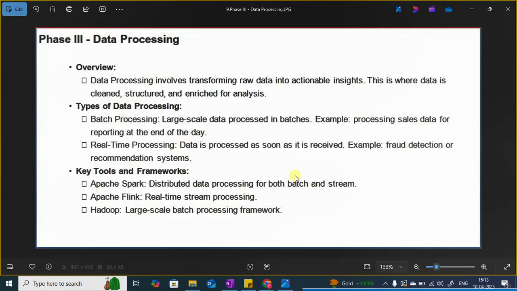Okay, so these are the different tools and frameworks we use as part of the different types of data processing. Now tell me, coming to batch processing, how many options are there? Two. Either by using Hadoop or by using Apache Spark, we can do it. Correct?